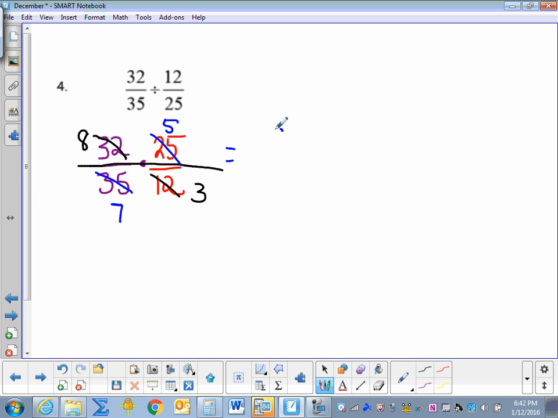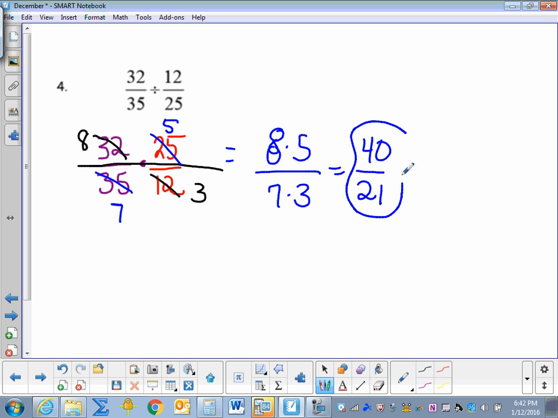So in the numerator, I now have 8 times 5 over 7 times 3. 8 times 5 is 40. 7 times 3 is 21. So 40 over 21 is my answer.